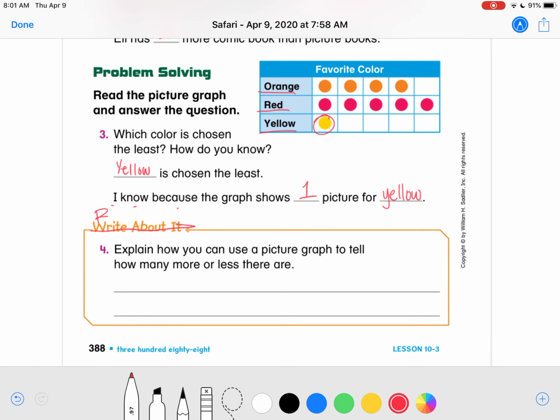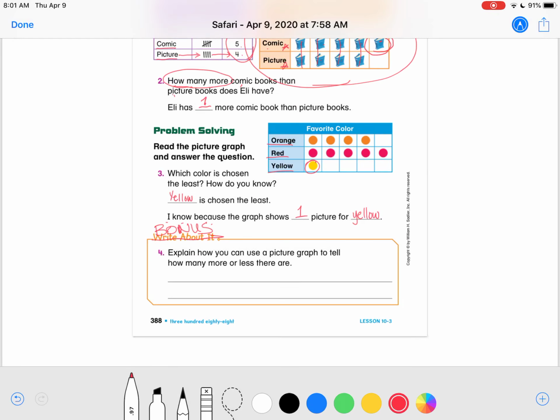Remember that this part is bonus. If you think you can do it, then I want you to try, okay? And we're going to go to the second video at this time. So skip the homework for this, and you're going to turn the page to 391.